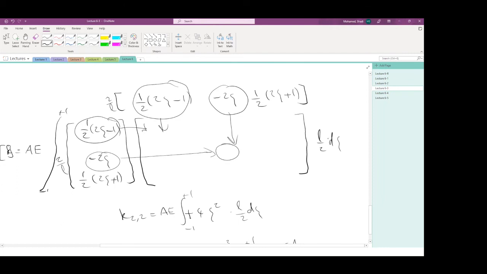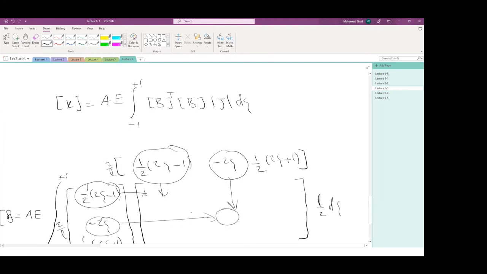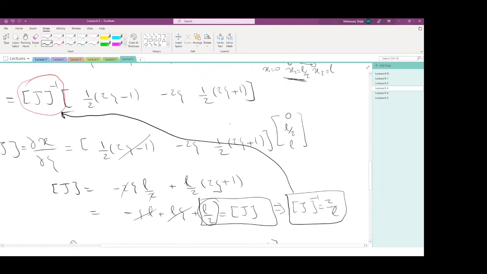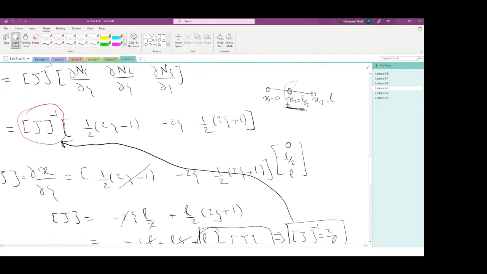And this is L over 2. If you do that, you should have 4 L squared. And if you do the integral, you will be getting 16 EA over L multiplied by 16 over 3. Okay, so if you want to do the second element, which is here, you have x to be L over 4.